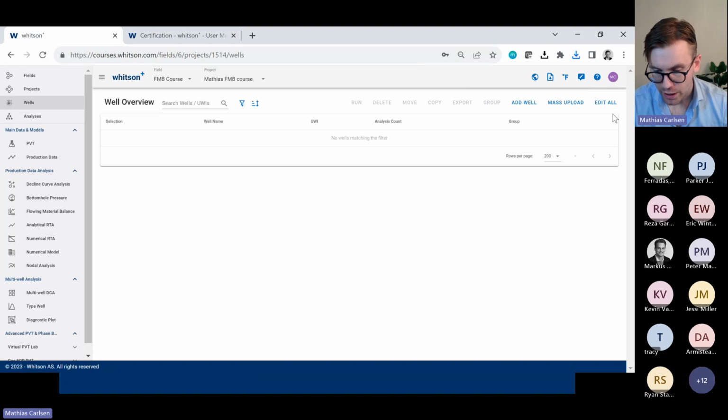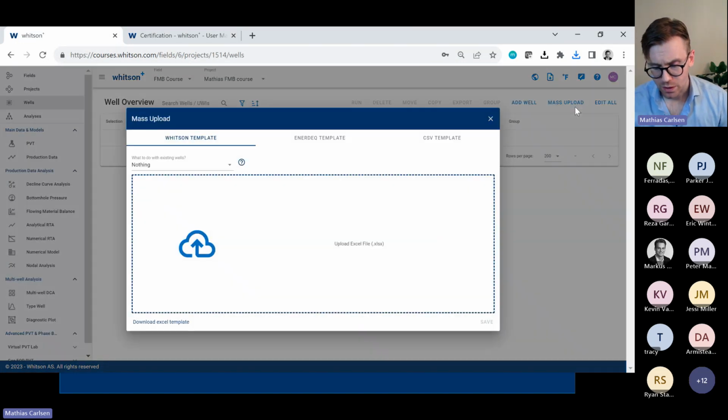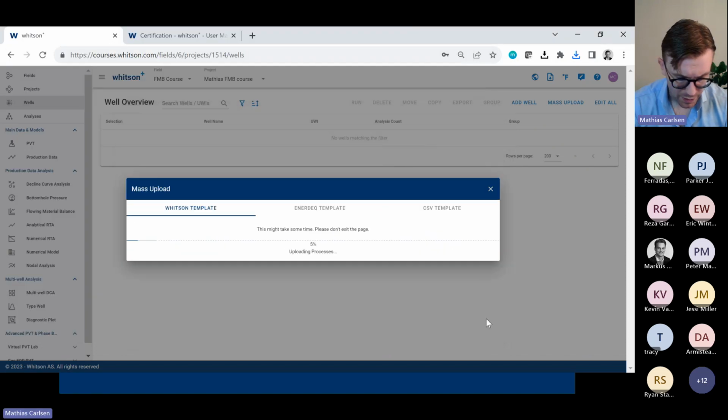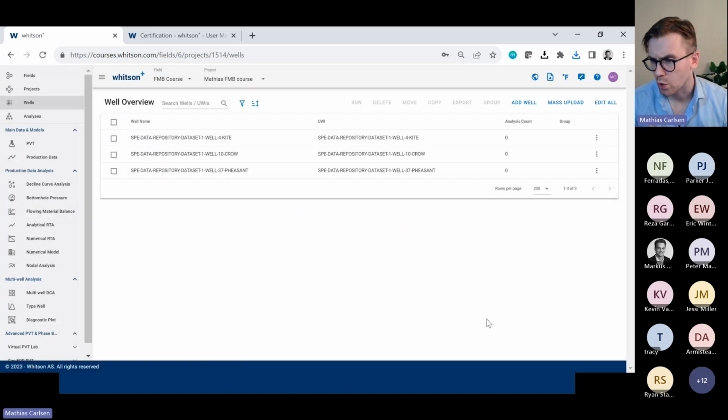And inside of your project, in mass upload, and maybe some of you have done a certification before and used these wells, that doesn't really matter because we're going to focus on a lot of things not necessarily related to the data, because hopefully after this you're going to apply it on your own wells. So you just mass upload it. You find the certification wells and you click save, and then you get those wells in there. Later in the course we'll create some synthetic wells together.